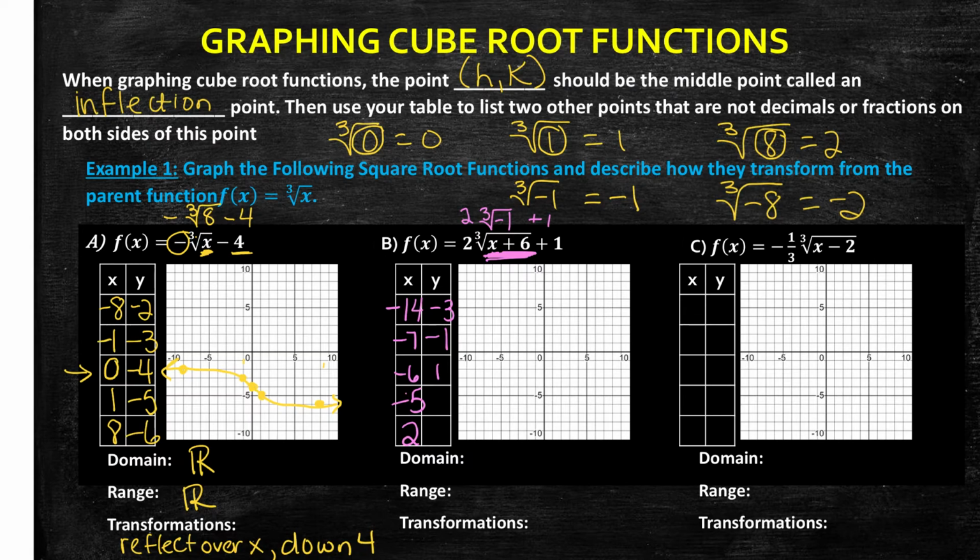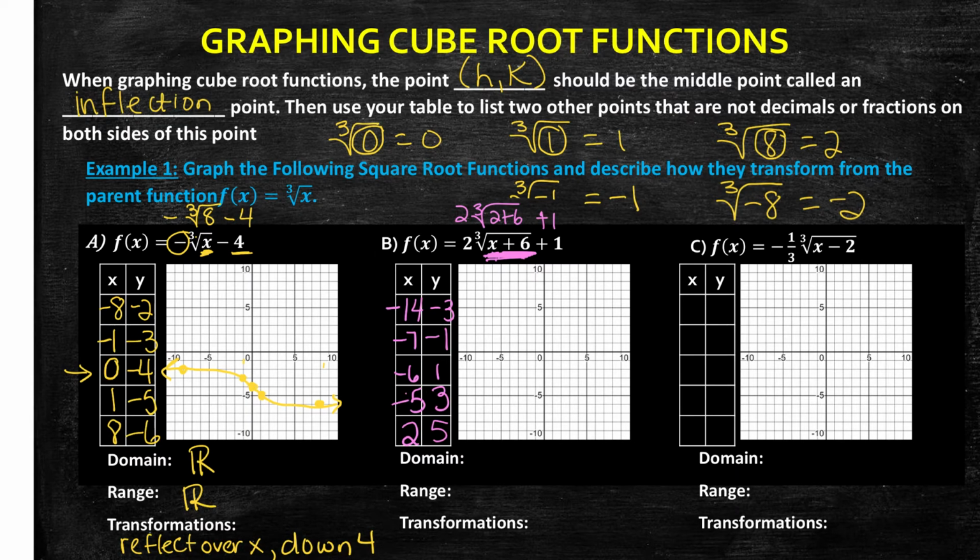Okay, now let's do negative 5. If you do the cube root of negative 5 plus 6, negative 5 plus 6 is 1, so that would be the cube root of 1, which is 1. 1 times 2 is 2, and then 2 plus 1 is 3. Now, let's plug in 2. So, cube root, 2 plus 6 is 8. Cube root of 8 is 2. 2 times 2 is 4, and 4 plus 1 is 5. So now let's graph that.